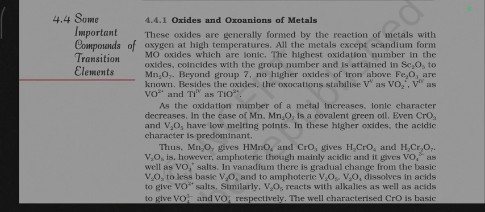All the metals except scandium form MO oxides which are ionic. The highest oxidation number in the oxides coincides with the group number and is attained in Sc2O3 to Mn2O7. Beyond group 7, no higher oxides of iron above Fe2O3 are known. Besides the oxides, the oxocations stabilize V5+ as VO2+ and V4+ as VO2+ and Ti4+ as TiO2+.